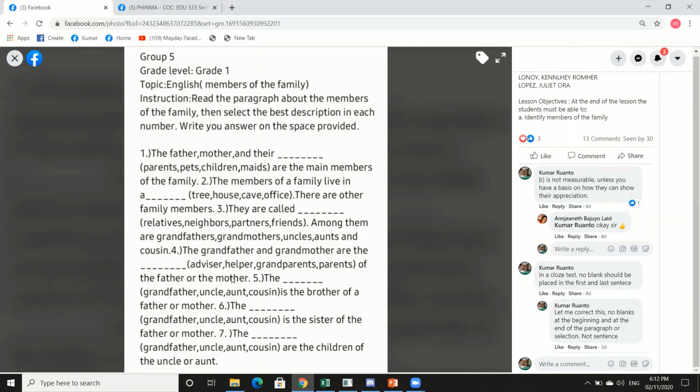Then the second rule is that the blank should be at least at the fifth word interval. So it can be 6, 7, 8, but not less than the fifth one. Not the second, third, or fourth word, but at least fifth. So as a whole, group 5 made a very good test item, with only those two errors they committed against the guidelines for cloze tests.